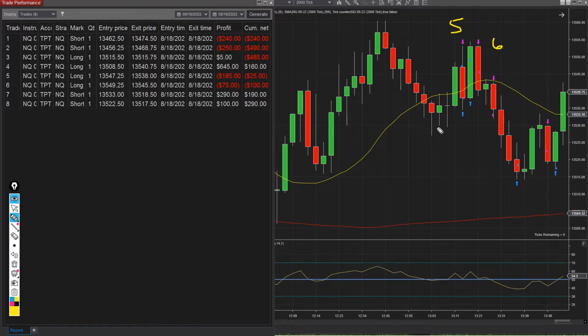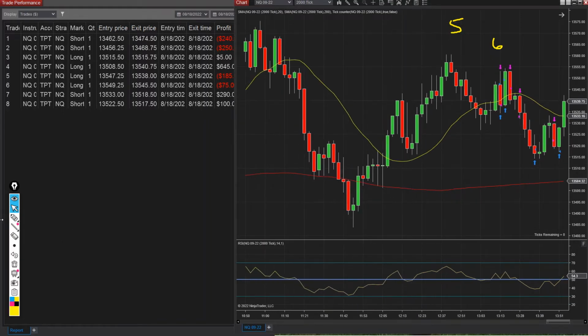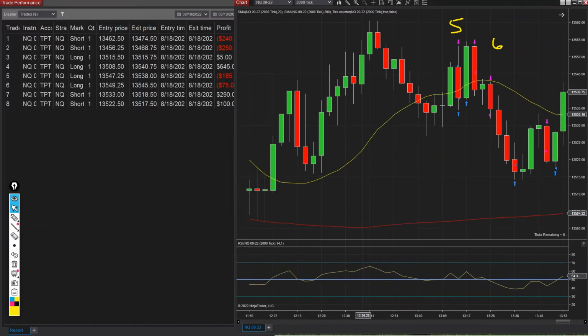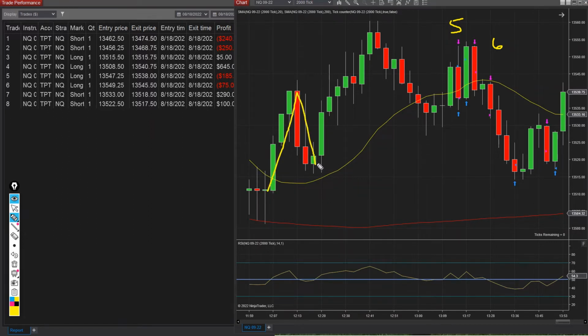So trade number 5. See how the yellow line's above the red line, so we're still in buying territory. From this point on, price broke over the 20 moving average. It shot up and then it pulled back to the 20 moving average. So when I see this is where I'm starting to see if I can go long.